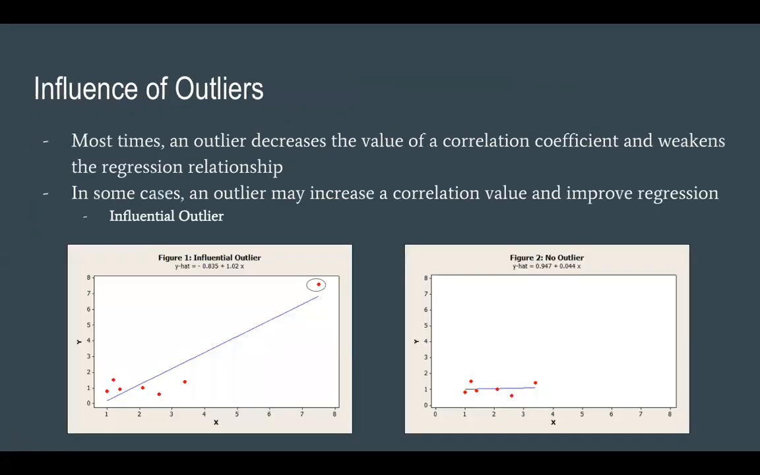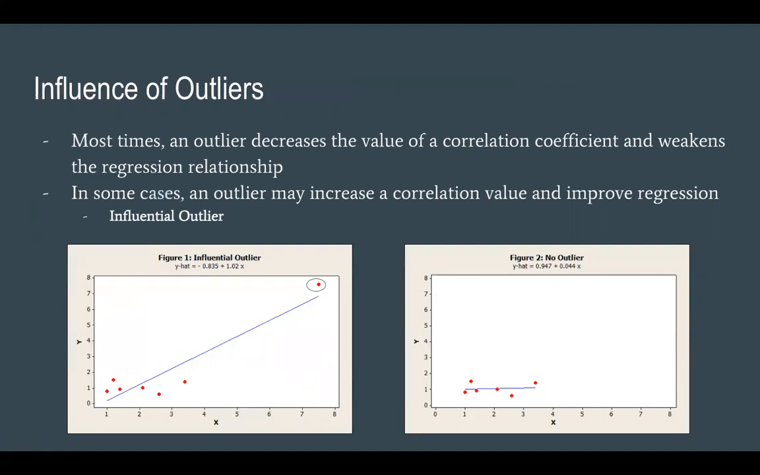So it's important to know the influence of outliers on a correlation. Most of the time we've seen an outlier decreasing the value of a correlation coefficient, which ultimately weakens the regression relationship. So we think of an outlier kind of ruining our relationship between our variables, but sometimes we can see that an outlier increases the correlation value and actually improves regression. So we call this an influential outlier.